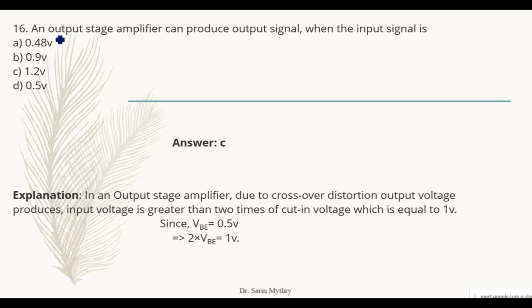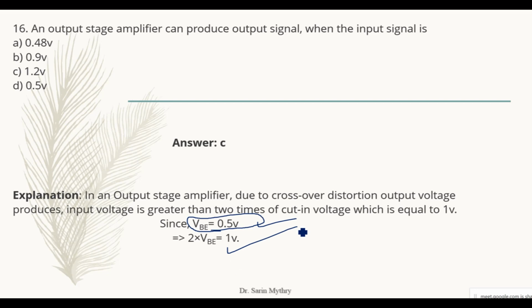2 times the cut-in voltage is what? 2 times 0.5 or 2 times 0.7, depending upon your value. If as per my technology of transistor the cut-in voltage is 0.5, then 2 times this should be 1.